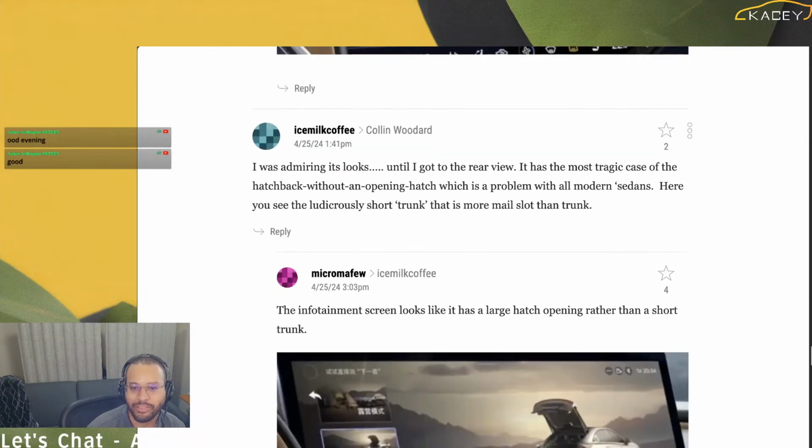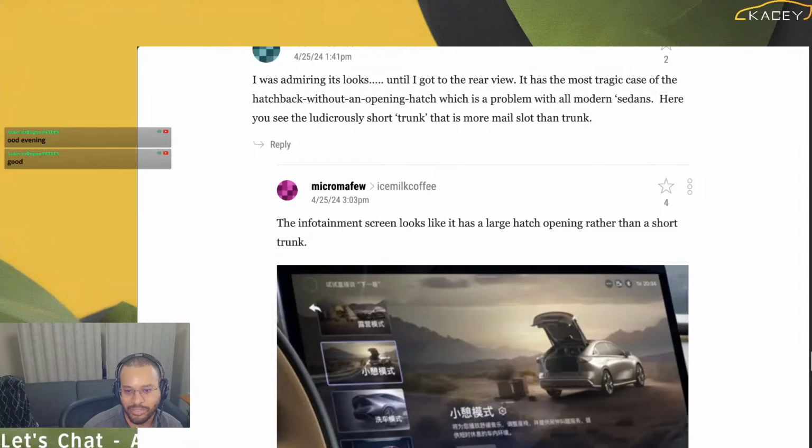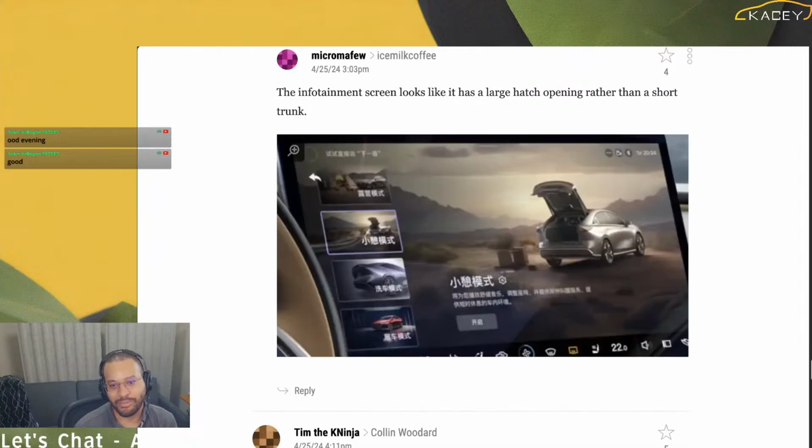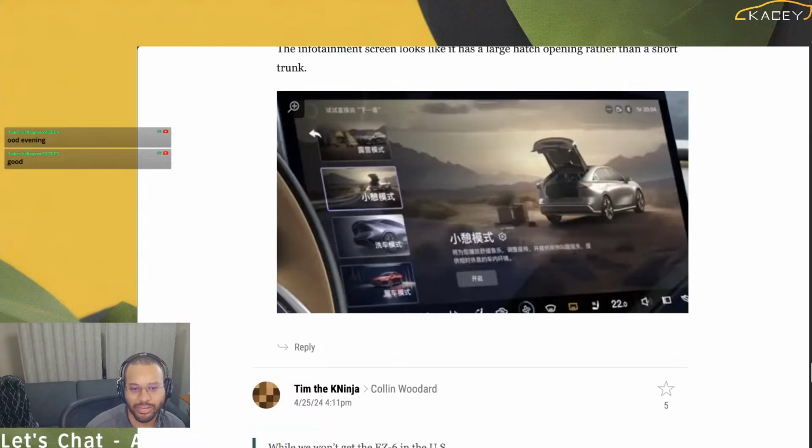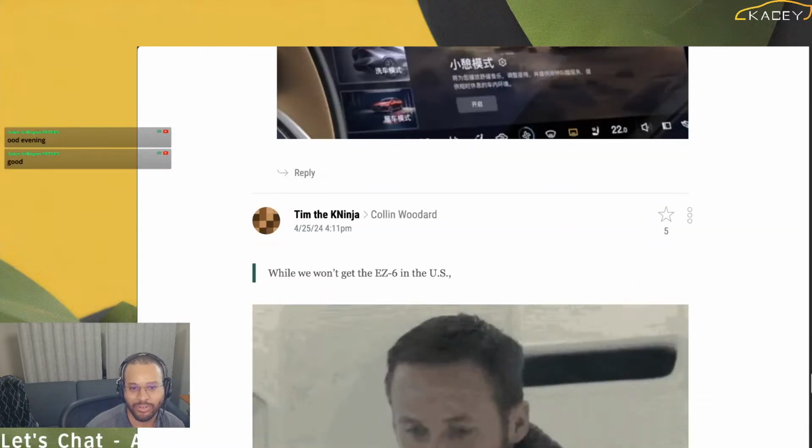I was admiring its looks until I got to the rear view. It has almost a tragic case of the hatchback without an opening hatch. Problem that's with all modern sedans. Here you see the ludicrously short trunk. It's more of a mail slot than a trunk. And then this person also points out, might be the same person, that the screen showed it as a hatchback. I hope the screen is right, or at least that's an option, and that these people are wrong.